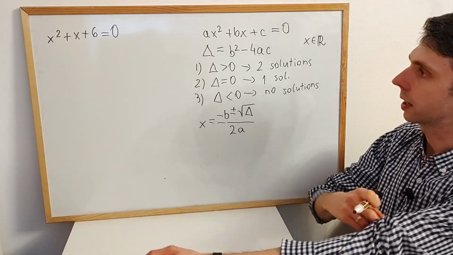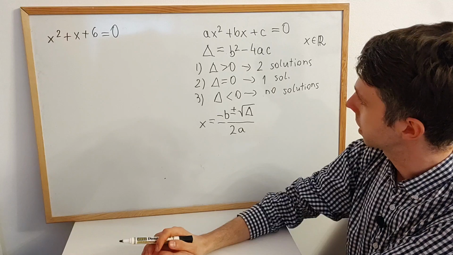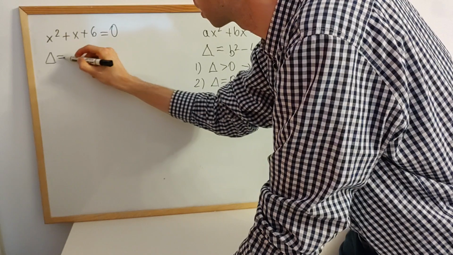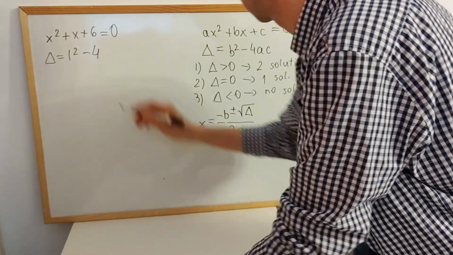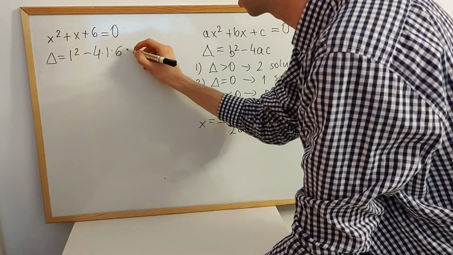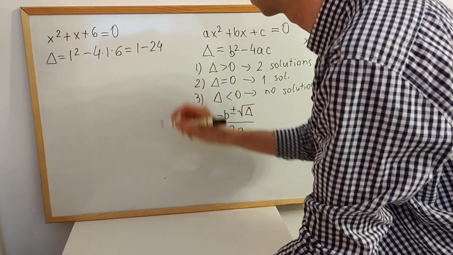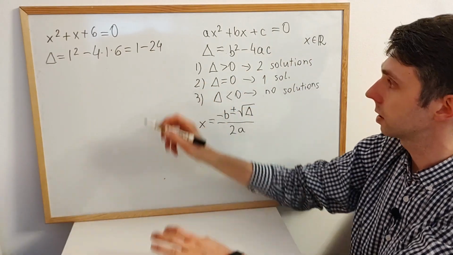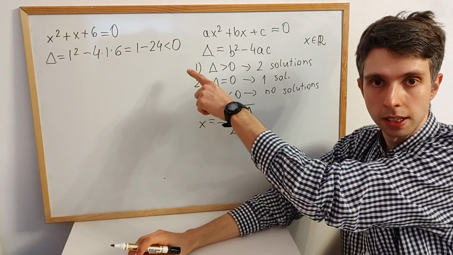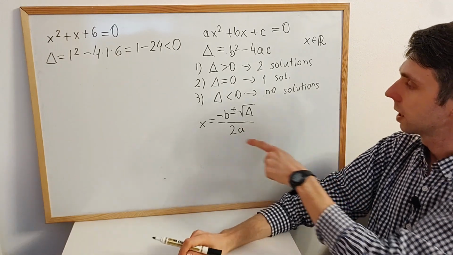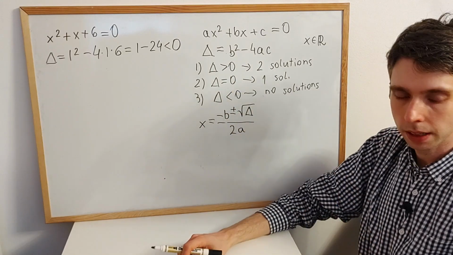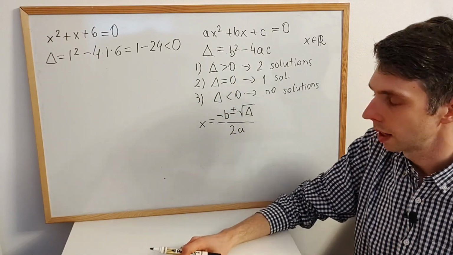Okay, here is another example of a quadratic equation. So once again, let's calculate delta. Delta is 1 squared minus 4 times 1 times 6, so it's 1 minus 24, so that will be minus 23. The important thing is that it is less than 0, it's negative, so it's our third case, delta negative, so the equation has no solutions.